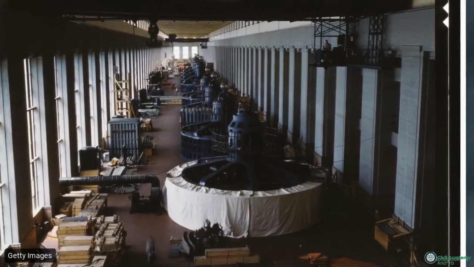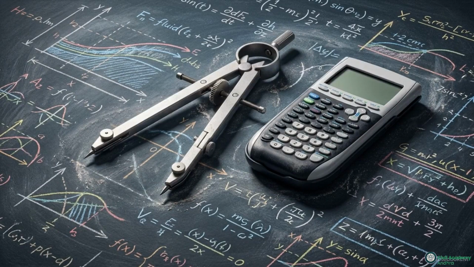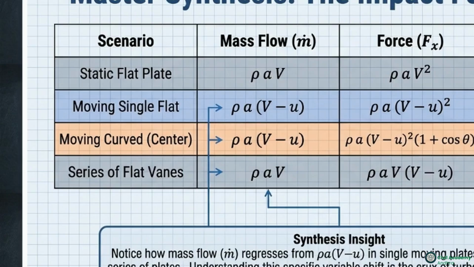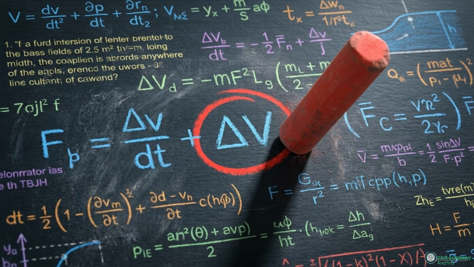Solving turbomachinery problems requires recognizing how the fundamental variables change across these four physical states. This matrix synthesizes those states. Notice that the mass flow variable uses relative velocity for single plates, but returns to absolute velocity for a continuous series of vanes. Even with the correct formulas, test makers often use three specific traps to cause errors during calculation.